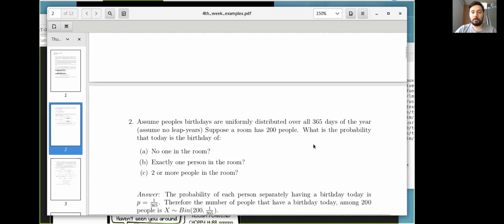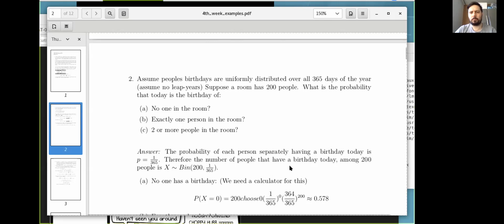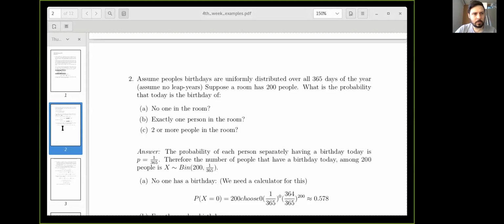So we calculate the probability that no one has, and I use the calculator. Oh, sorry, I'll have to fix that. There's a typo there. Just 1 second.